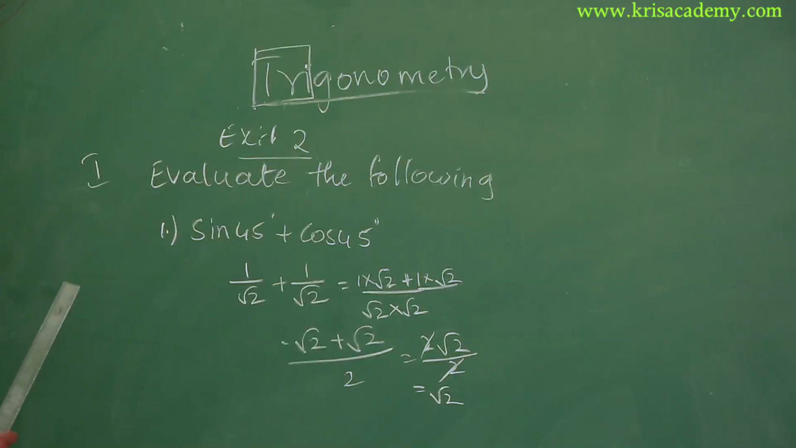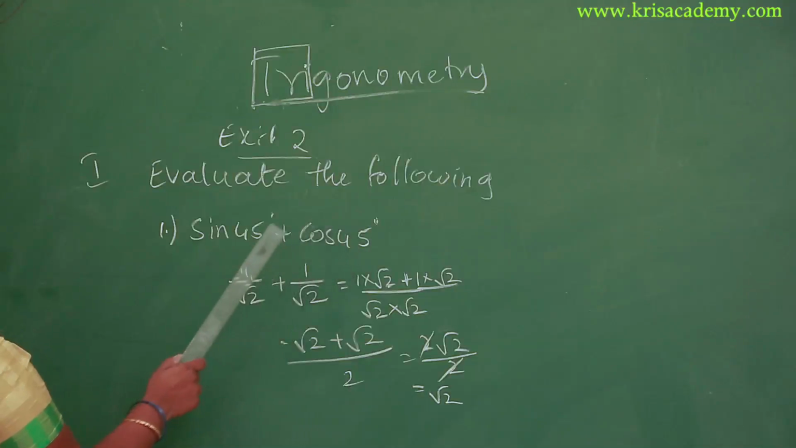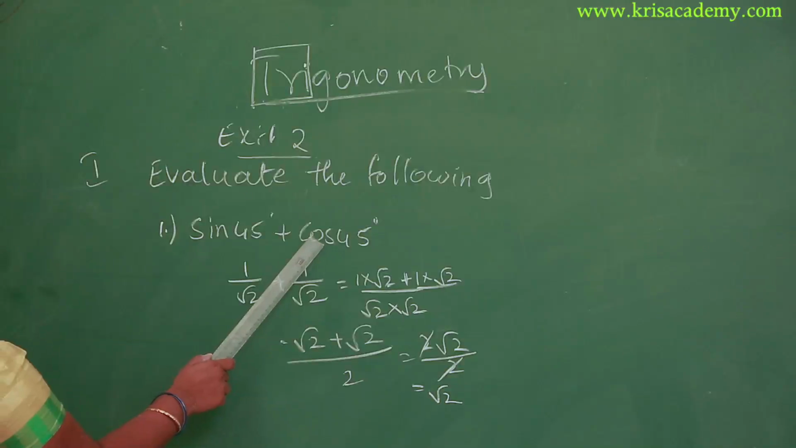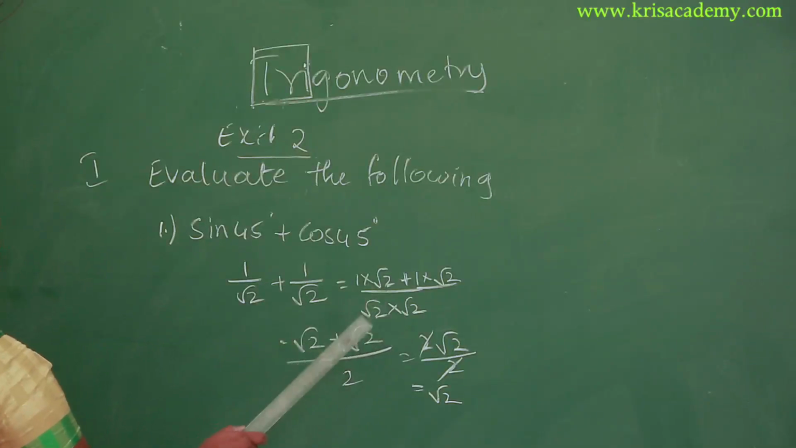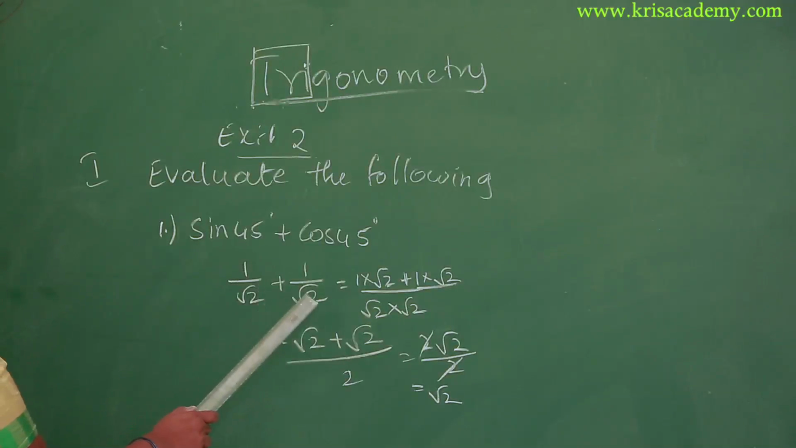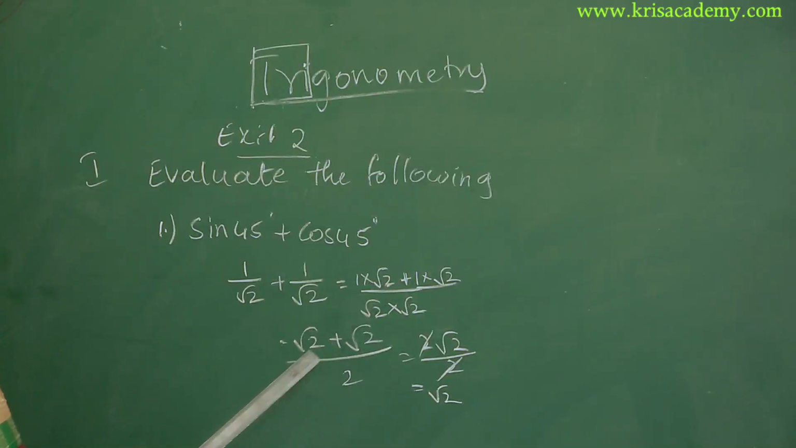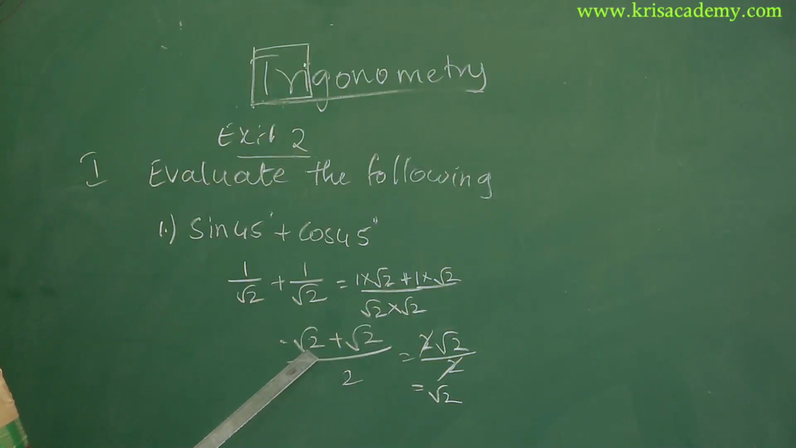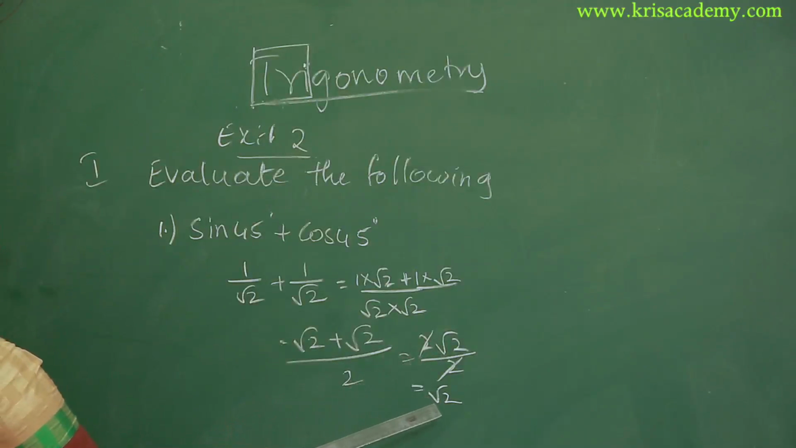So now take the second exercise. Evaluate the following: sine 45 degrees plus cos 45 degrees. From the angles table, sine 45 degrees is 1 by root 2. Similarly, cos 45 degrees is also 1 by root 2. So we have to add like addition of two fractions, root 2 into root 2 in the denominator. Now cross multiplication, 1 into root 2 plus 1 into root 2. 1 into root 2 is root 2, 1 into root 2 is also root 2. Root 2 into root 2 is 2. Root 2 plus root 2 is 2 root 2. The denominator 2 is there, so 2 will get cancelled. So the value is root 2.